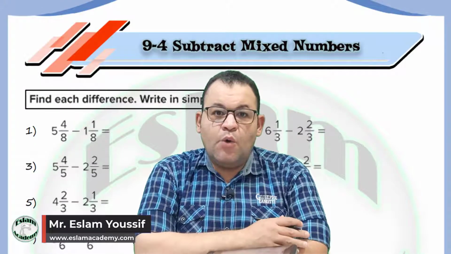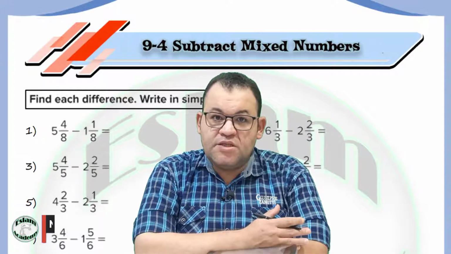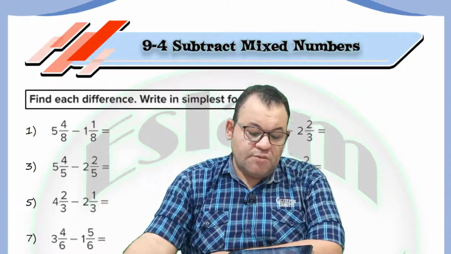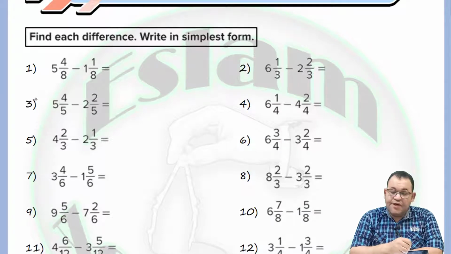In this video, we'll learn how to subtract mixed numbers. At first, to subtract any two mixed numbers, we need to make sure the two fractions have the same denominator. So in question number 1, we need to find the difference. Find the difference means subtract the two numbers. We have 5 and 4 over 8, minus 1 and 1 over 8.